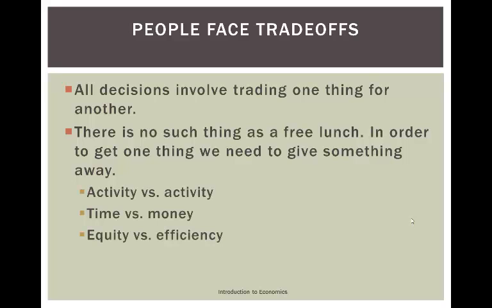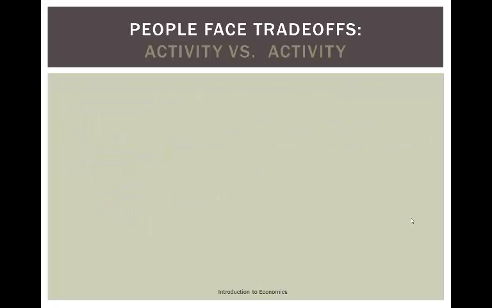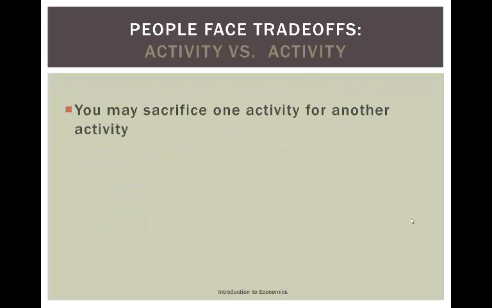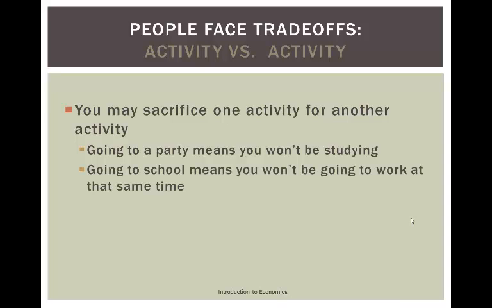I'm going to be looking at three different trade-offs: activity and activity, time and money, and equity versus efficiency. So let's start with activity versus activity. You may sacrifice one activity for another one. What do we mean by that? Going to a party means that you won't be studying, right? So in a way, we're trading time doing one thing for doing another thing.